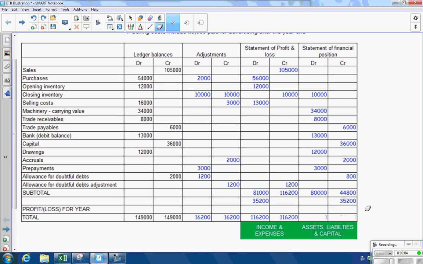Lastly, I'm going to add that 35,200 to the subtotal of 44,800, and I've got 80,000 in both columns. I've now completed my extended trial balance and calculated that the business has made a profit for the period of £35,200. And that's the basic process of completing an extended trial balance.